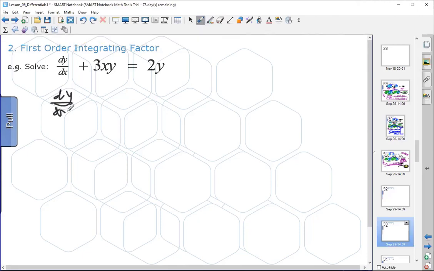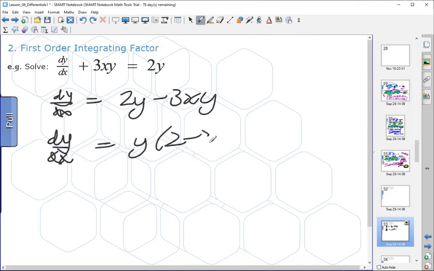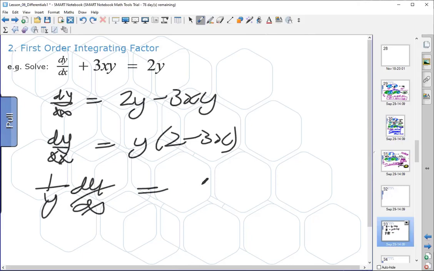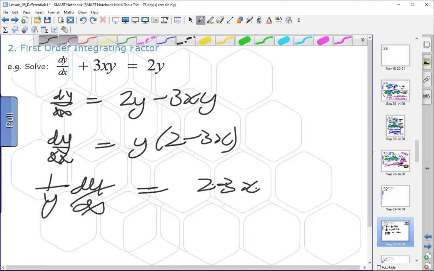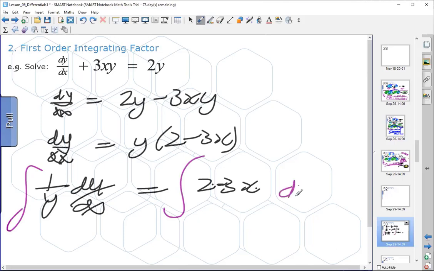So dy by dx plus 2y minus 3xy, oh, hold on, equals, I'm moving it to the other side, equals 2y minus 3xy. dy by dx equals y brackets 2 minus 3x. 1 over y dy by dx equals 2 minus 3x. Integrate both sides. Integrate and take the dx up here.